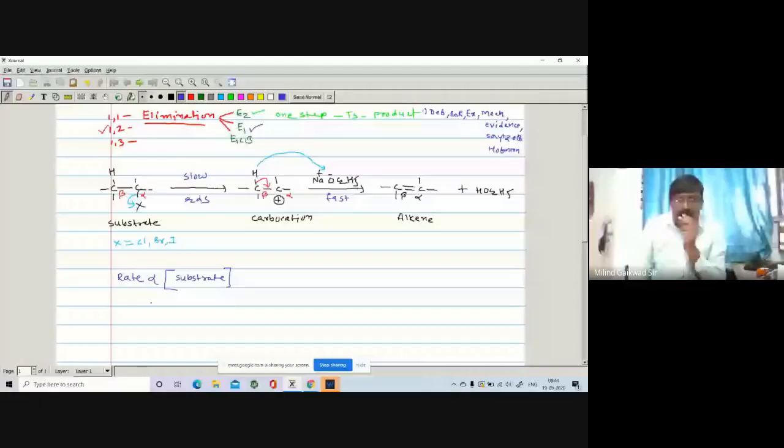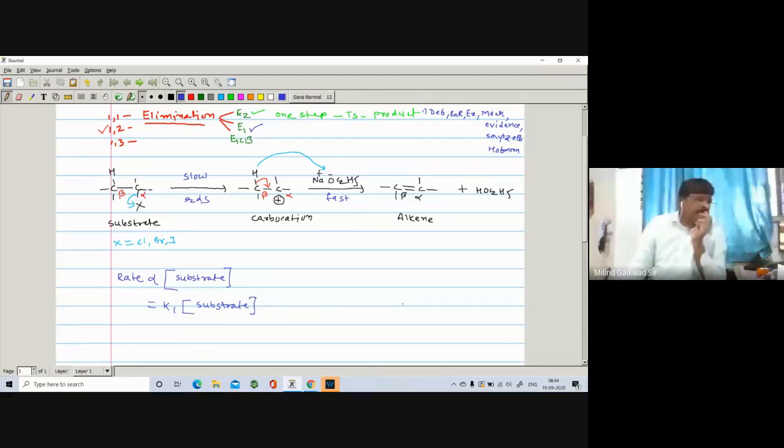We can remove the proportionality constant and rate is equal to K1 substrate. Okay, so this is the mechanism of the reaction that you have learned already. I think we have repeated this mechanism about 3 times. Now, the same thing we have to learn with an example.